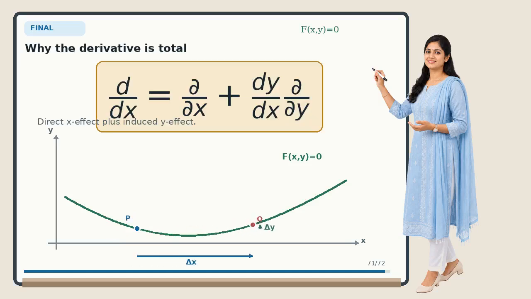Therefore, when finding the second derivative, we do not freeze y. We change x, allow y to change by the amount required by f equals 0, and compare the slopes at two nearby points on that same curve. That is why the differentiation is a total derivative along the curve.